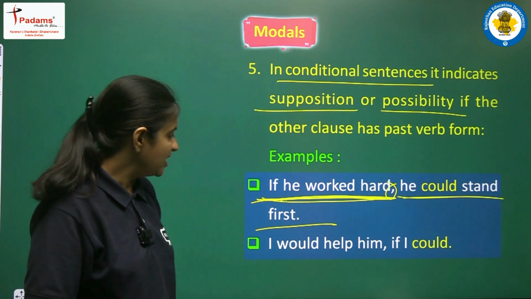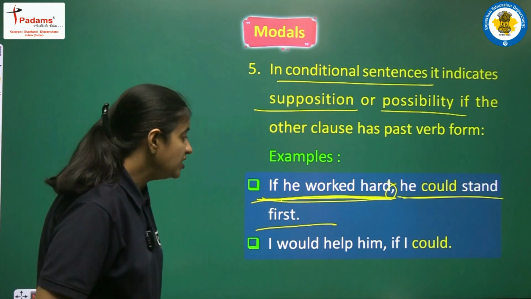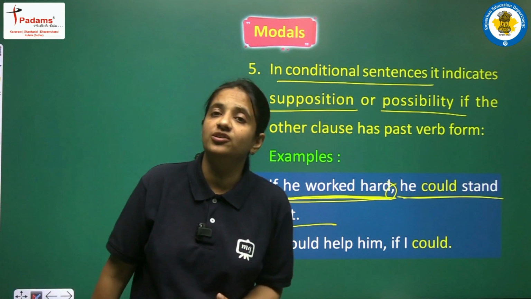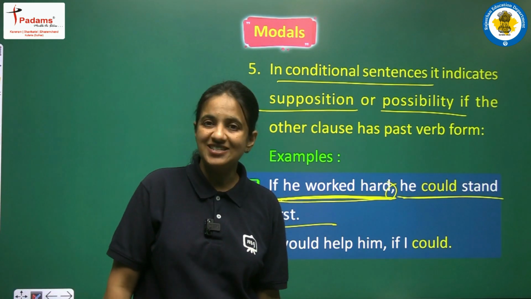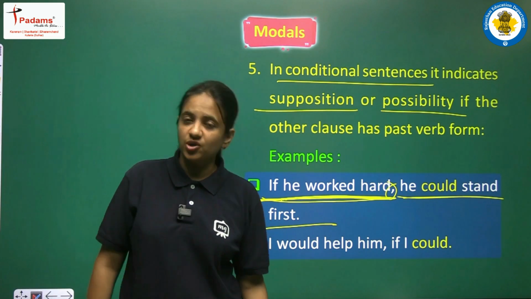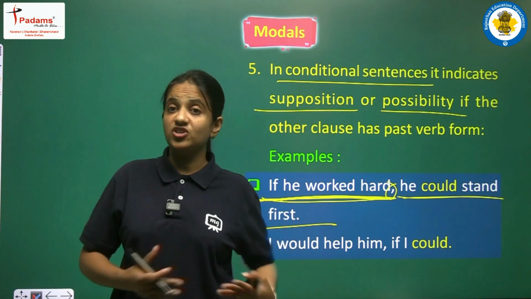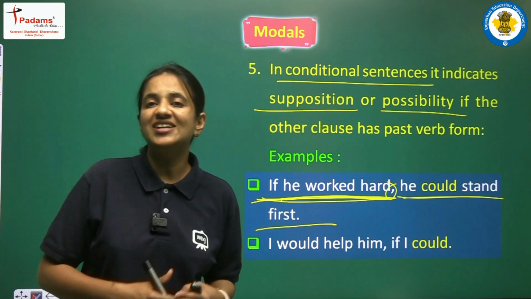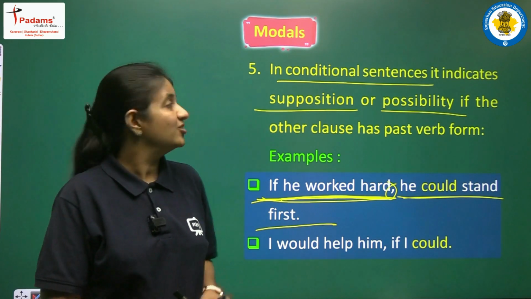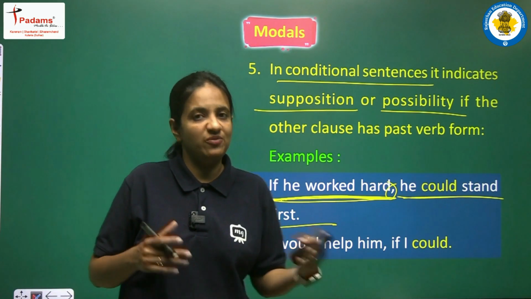Alright, one more example we are having here. I would help him if I could, right? So in such a conditional sentence also we can use could, we can make a structure using could in a conditional sentence. Alright, so these are the basic uses of could that we are having here.